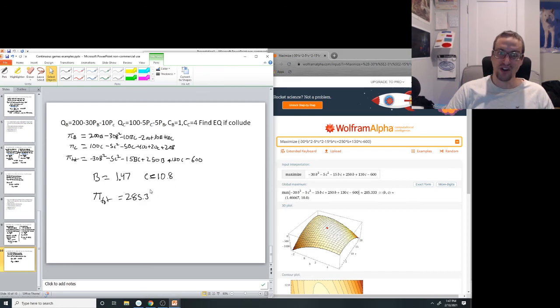Hopefully these examples are enough to follow along and get the rhythm of solving this. Your problem set is basically going to be problems similar to this.